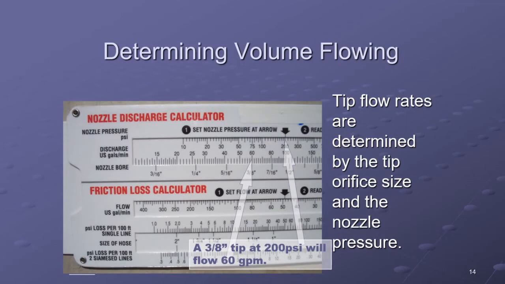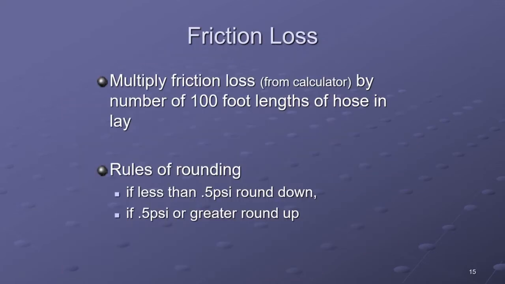When you're doing tips, like Forester nozzles, you'll have to calculate the volume flowing using the nozzle discharge calculator, which is the top portion of your friction loss calculator, and you can follow the directions on that, or the longer version gives a detailed descriptor of how to do so. You take that friction loss, you multiply it by the number of lengths of hose that you have in that section of your hose lay. And remember that we round to whole numbers in general, almost entirely when doing friction loss.